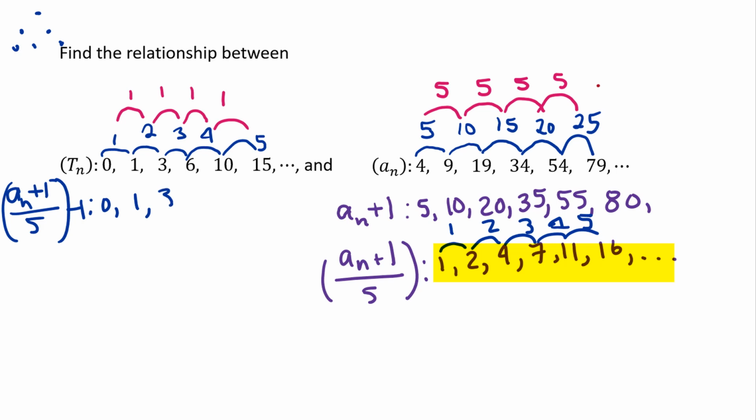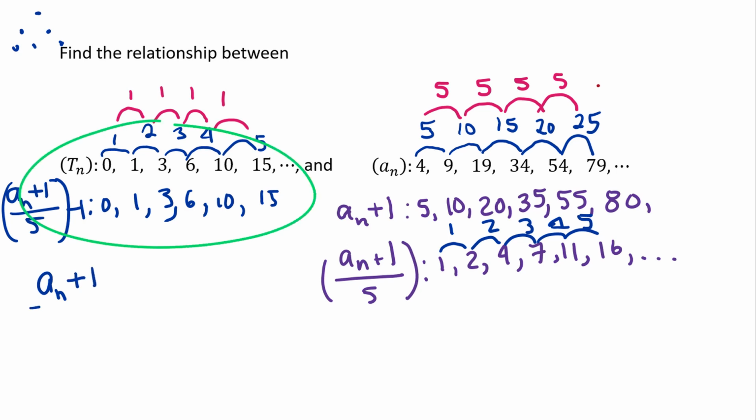4 minus 1 is 3, 7 minus 1 is 6, 11 minus 1 is 10. You get the idea. 16 minus 1 is 15. We got it to match. So we have a sub n plus 1 divided by 5 minus 1 equals t sub n.